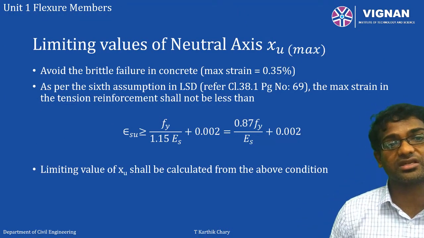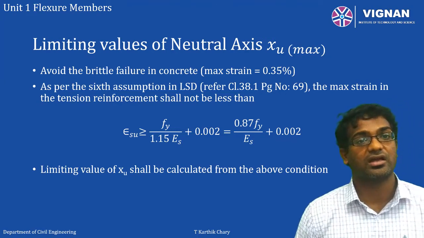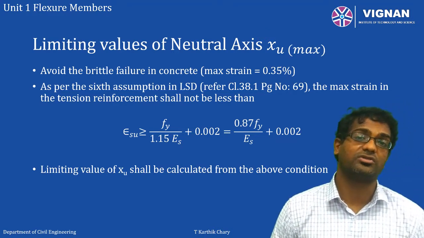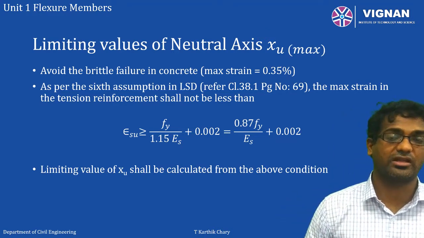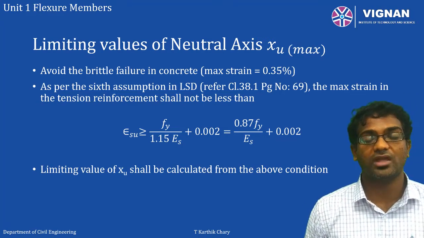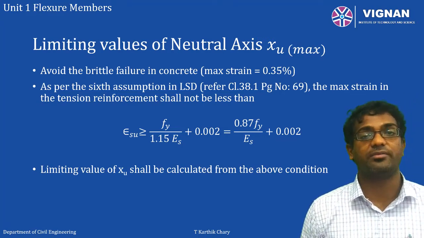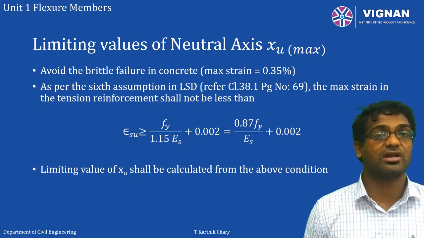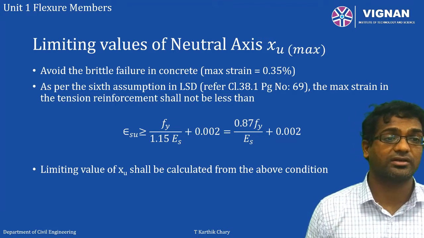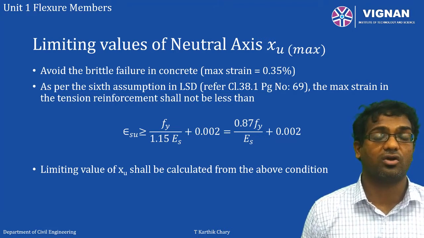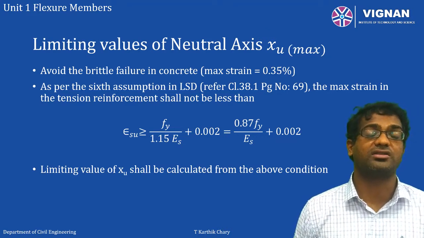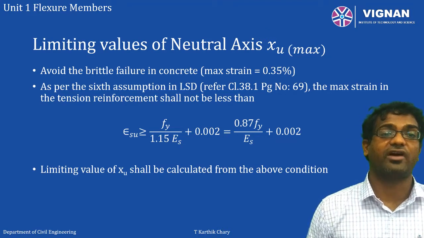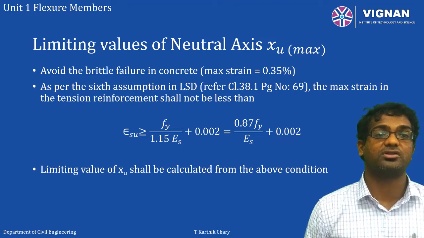Now, we have discussed the neutral axes, that is the actual neutral axis and the limiting neutral axis. What is this limiting neutral axis all about? If you refer to the limit state of design assumptions, assumption number 6 of IS 456 states that the ultimate strain in the steel shall not be less than fy by 1.15 Es plus 0.002.